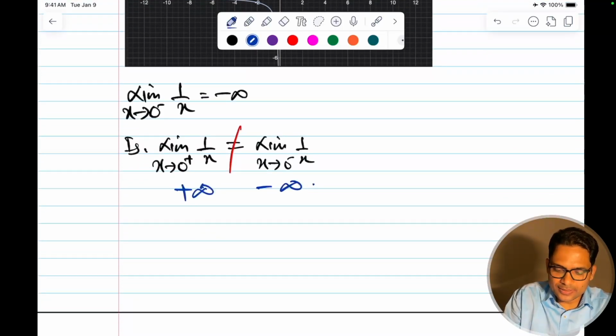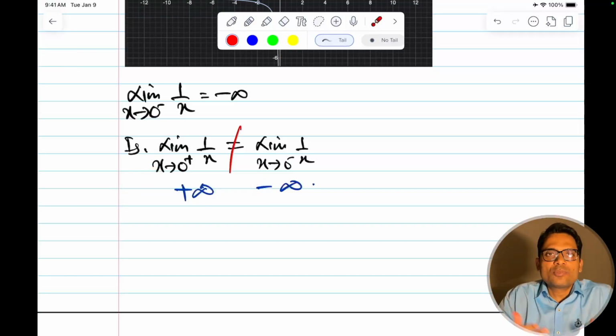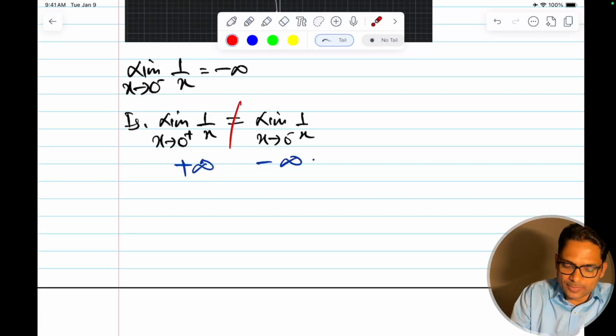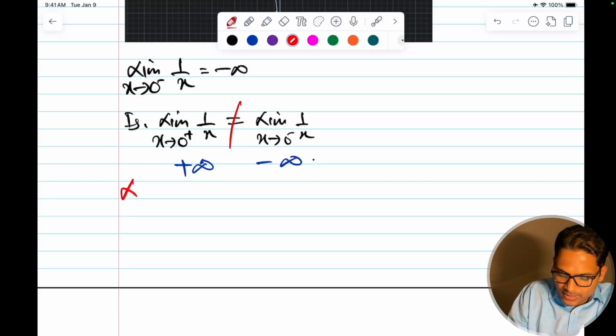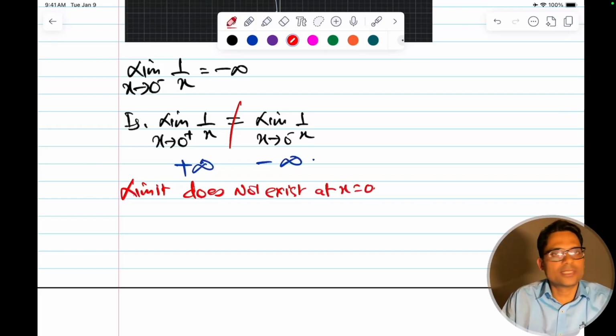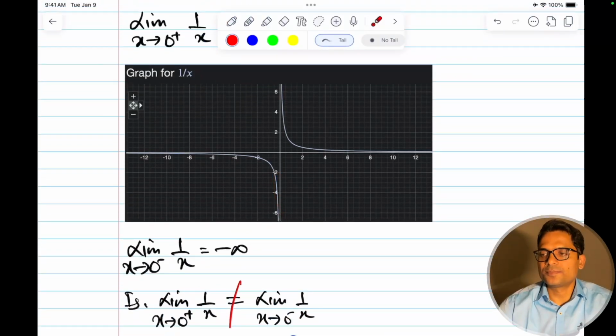Because of this reason, because I can come to the limit from both sides, positive and negative direction. Since both the limits are not the same, we say that limit does not exist. This is the meaning of limit does not exist. So this means that limit does not exist at x equal to 0 for f of x equal to 1 by x, because of the graph you saw. I hope this is clear.